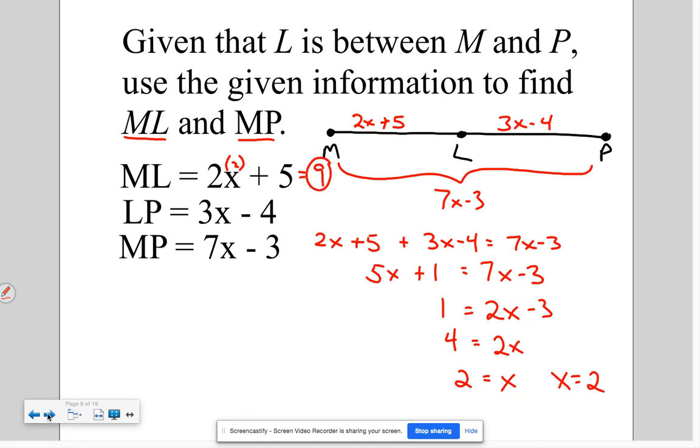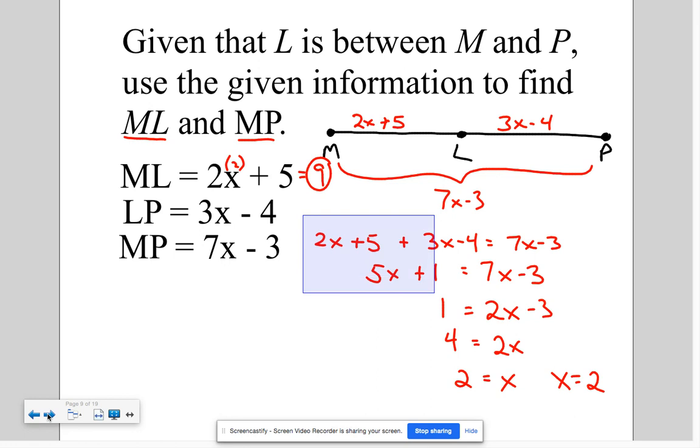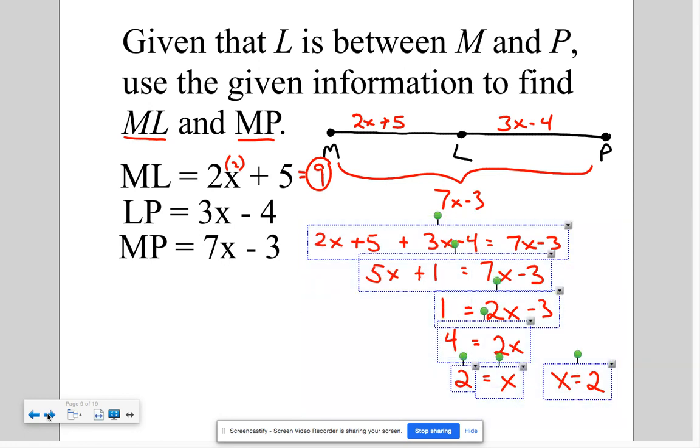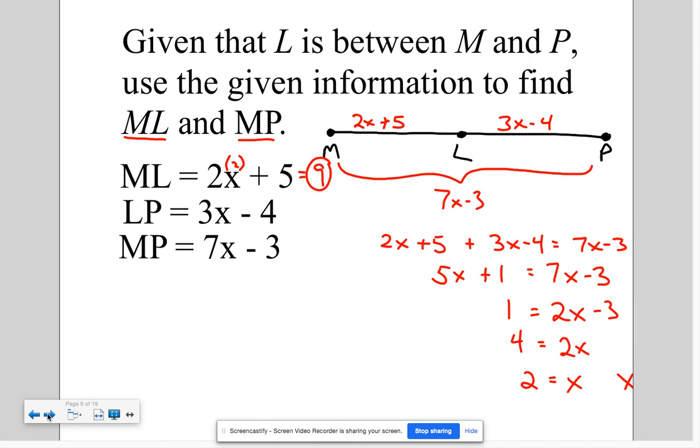Okay. Now, I need to be careful though, because I need to make sure that I'm solving for the right thing. Don't just go to the very next thing and be like, all right, plug 2 in here and get my next answer. No, we're looking for MP. So we've got to plug 2 in here on the bottom one. 7 times 2 is 14, and 14 minus 3 is 11.